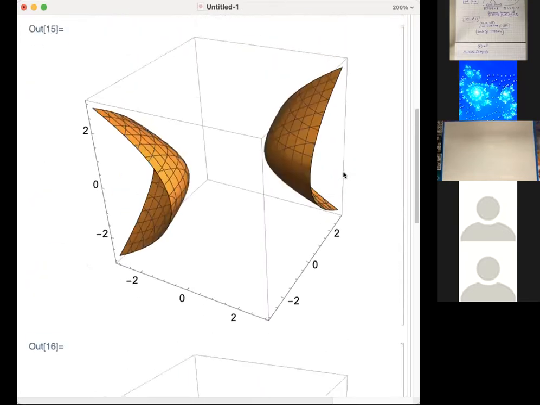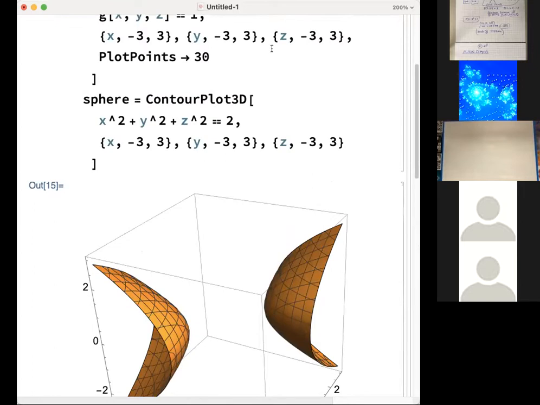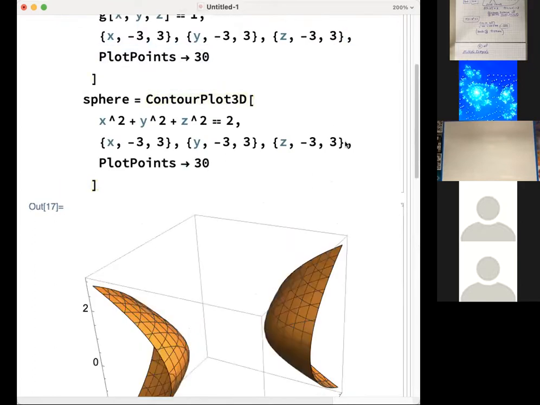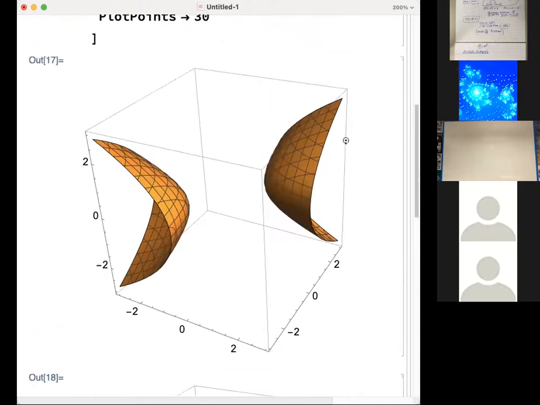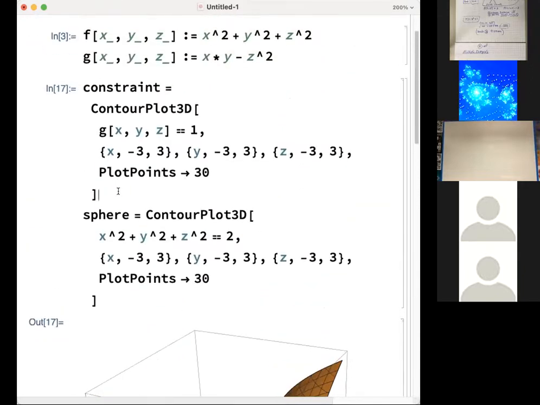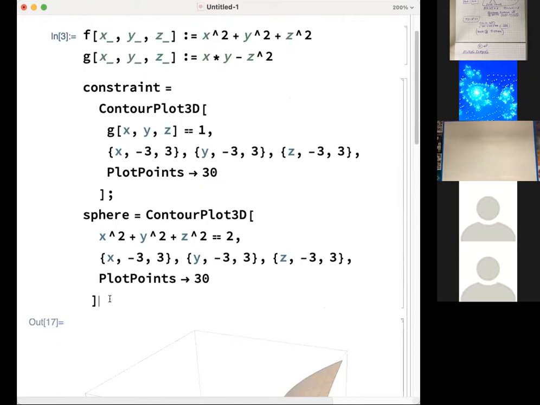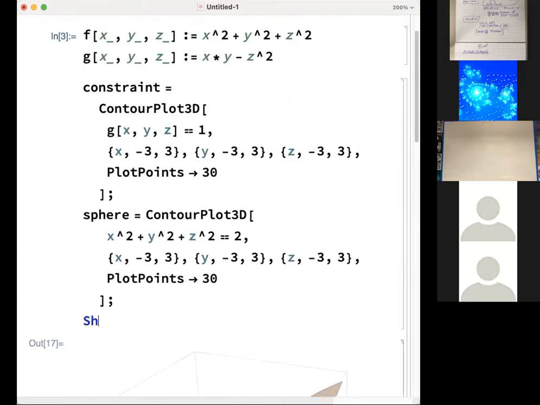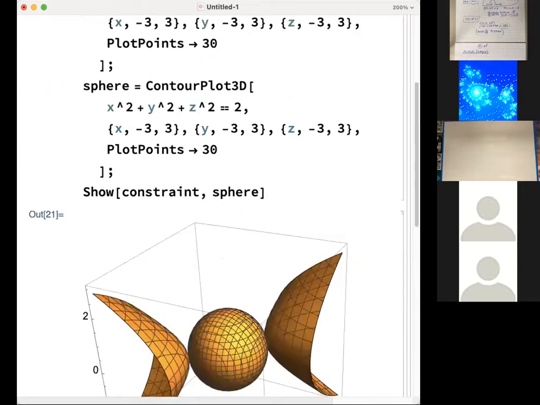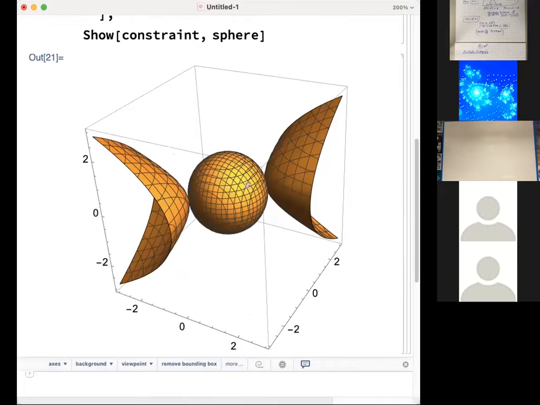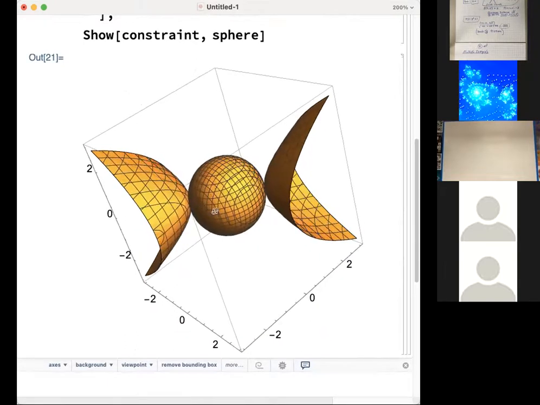Okay, good, good. The ball and the sphere look pretty decent there. I could even do the plot points 30 because that didn't seem to be too expensive as far as time or resources. What I really want to do, of course, is put these two together. So let's suppress output with a semicolon and then say show constraint and sphere. And there is the sphere at the origin.